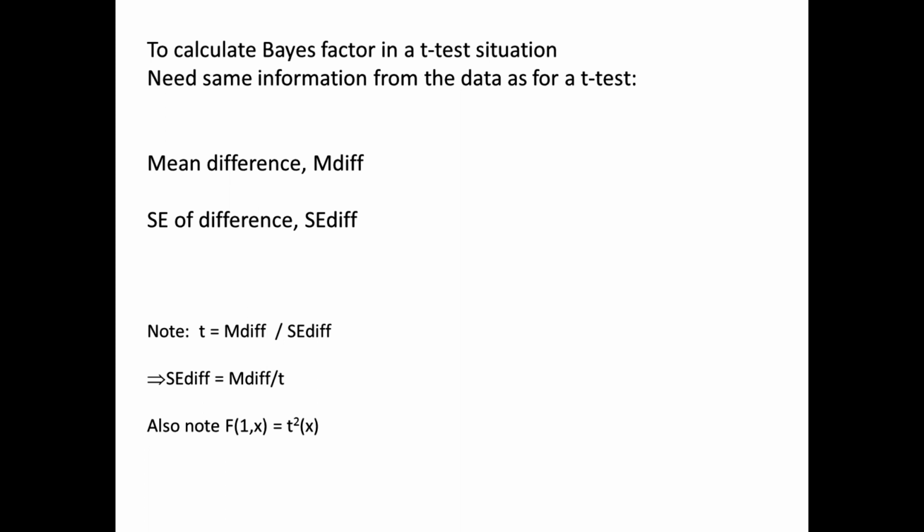Note also that any 1 degree of freedom F, 1 degree of freedom in the numerator, is the same as a t. You square root the F, you get a t. So any 1 degree of freedom F can be treated as a t. It might be a three-way interaction, it doesn't matter. It is actually a t value, so we can do whatever I'm going to go through in all those cases.